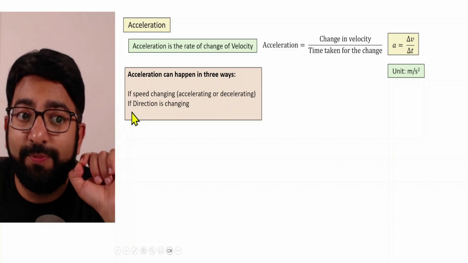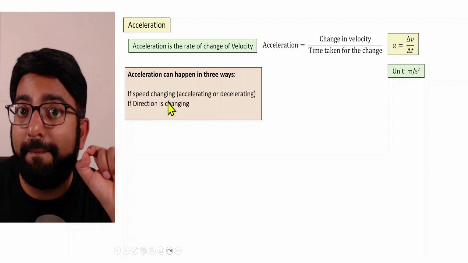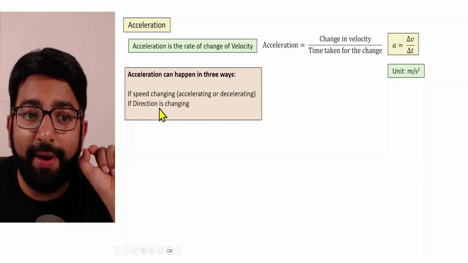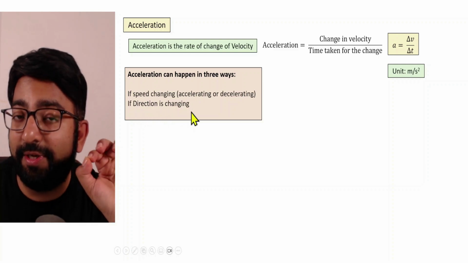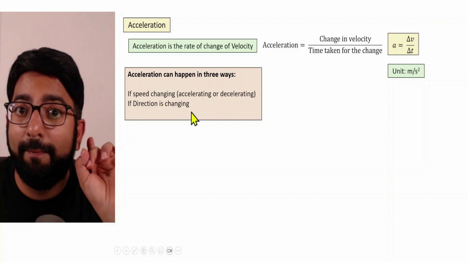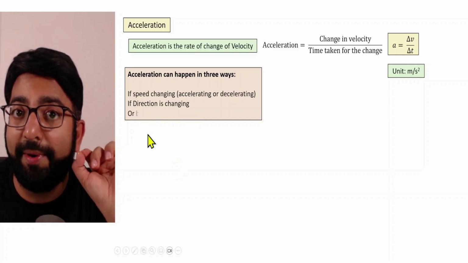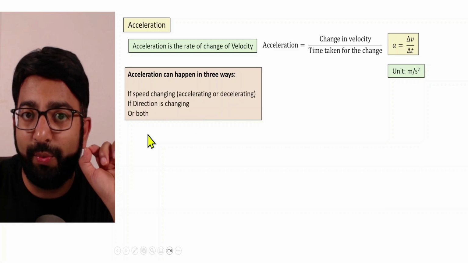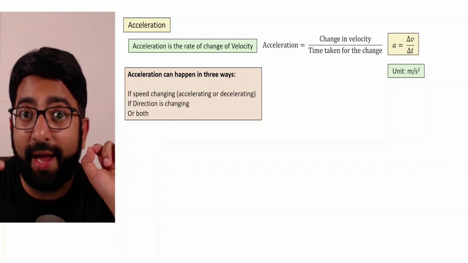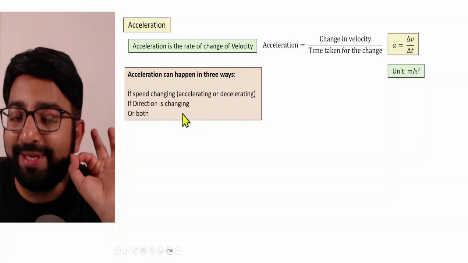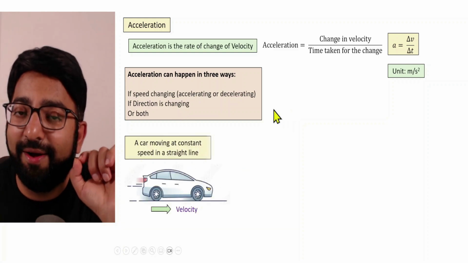So these were the two points. Point number one, if the speed is changing but direction is not changing. Point number two, if the direction is changing but the speed is constant. Point number three is if both these parameters are changing. So imagine a situation where the speed is changing as well as the direction. That also means acceleration is happening. Let's take a few examples.